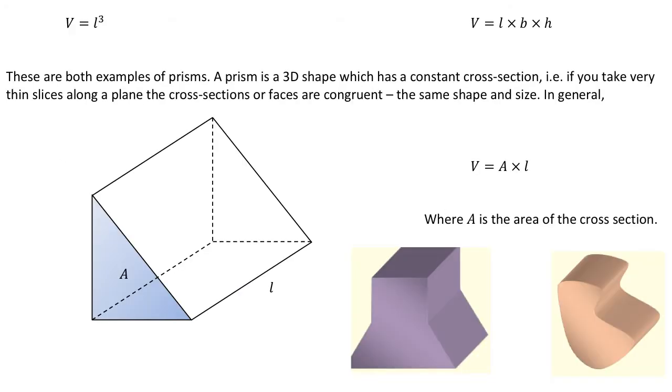And in general, the volume is the cross-sectional area times the length. So in this triangular prism, we'd work out the area of A, so a half times base times the height, and then multiply it by the length. And in these two irregular shapes, we try and find the cross section, so this would be this compound shape, find its area and then multiply by the length of the prism. And similarly, we'd have to use some form of technique to work out the area of this face and then multiply it by the length.